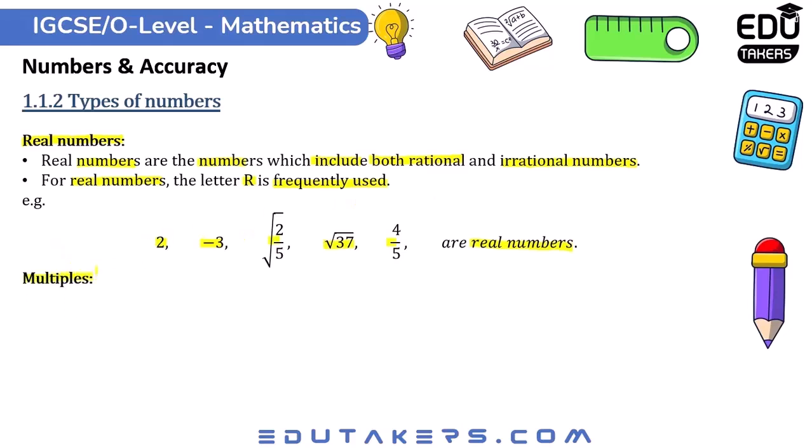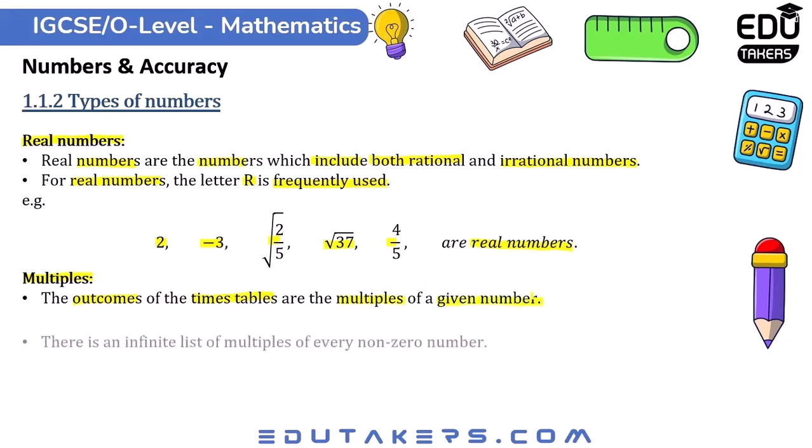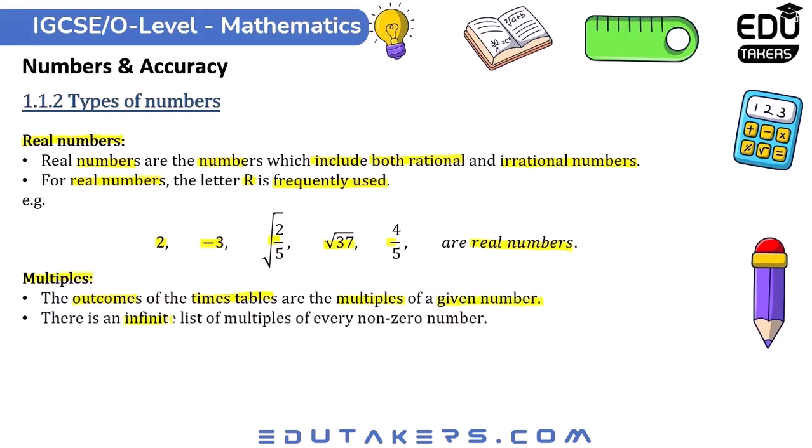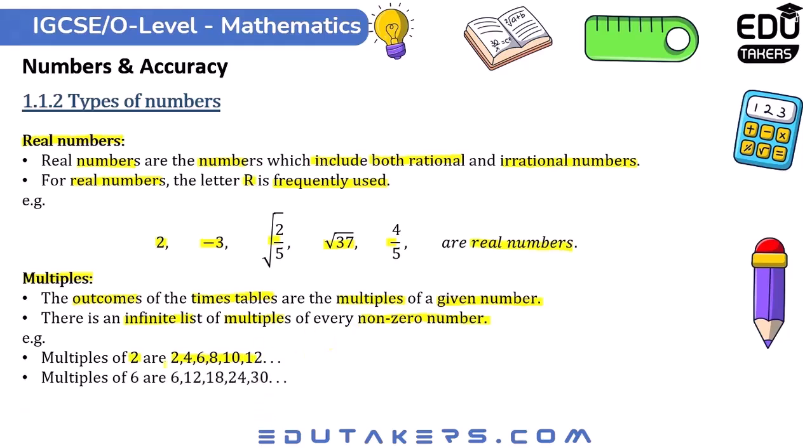Next is multiples. The outcomes of the times tables are the multiples of a given number. There is an infinite list of multiples of every non-zero number. For example, multiples of 2 are 2, 4, 6, 8, 10, 12 and so on. Multiples of 6 are 6, 12, 18, 24, 30 and so on.